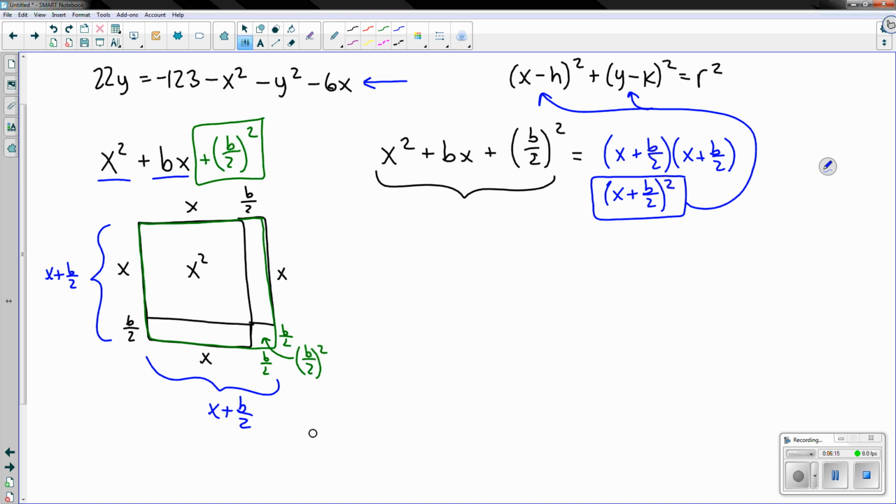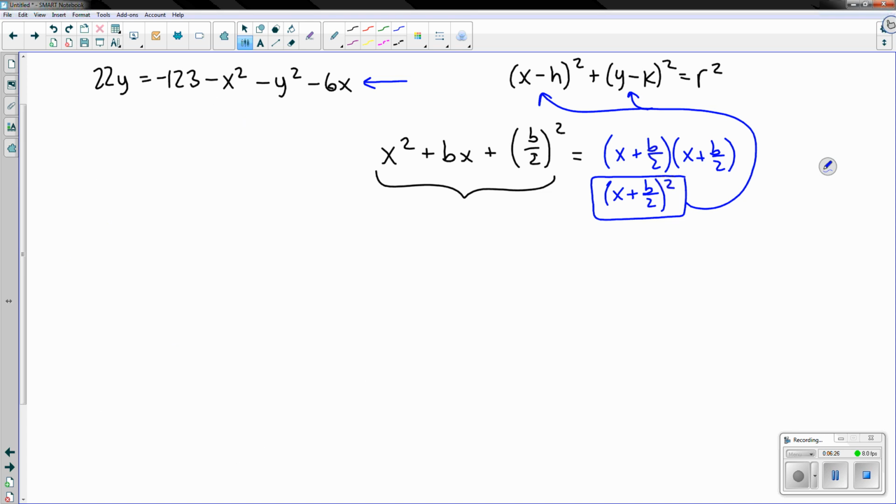So I think the geometric interpretation is nice intuition on why this thing works, instead of just blindly accepting that you just add b over 2 squared to complete the square. It's nice to know where that comes from. And the name is because you are literally completing the square.